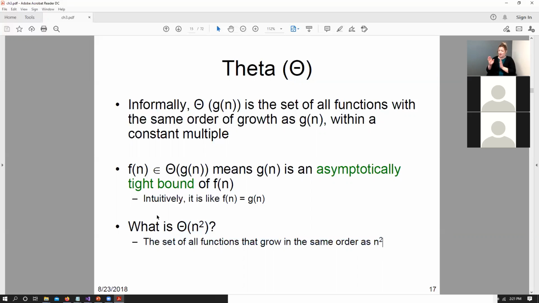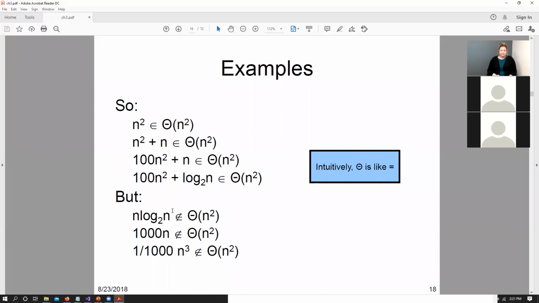Now, let's look at a particular example and then we'll move on to more details. So n squared belongs to the set of functions big theta of n squared. Right, so because n squared has a constant of 1, we can say that 0.5 n squared and, let's say, 1.5 n squared are the two constants that bind n squared, right?